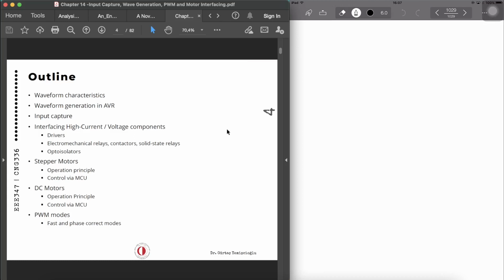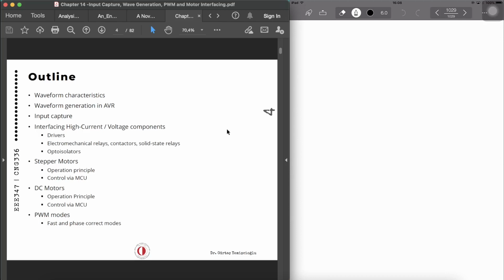We'll talk about how waveforms are formed, what the parameters are, and then how we can generate a waveform in AVR. The input capture, which is all related with the timers again, which we have seen in the previous chapters. And then we will talk about how we can interface high current or voltage components, the drivers, the relays, solid state relays, and the opto isolators. And then we will see two types of motors, stepper motors and DC motors, how they are operating and how we can control them via AVR.